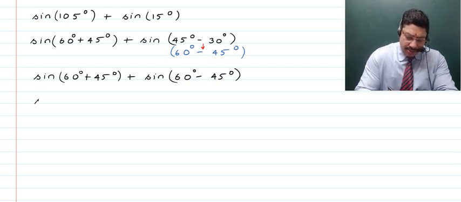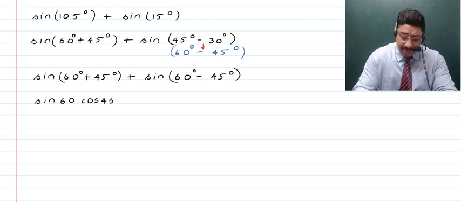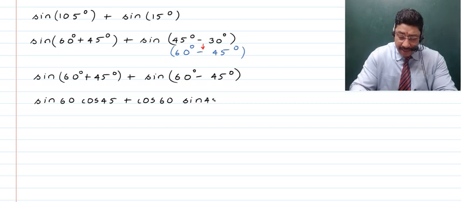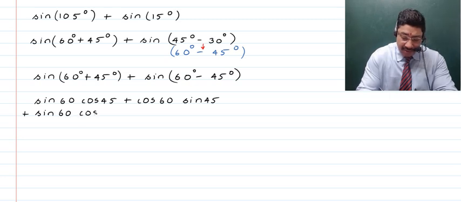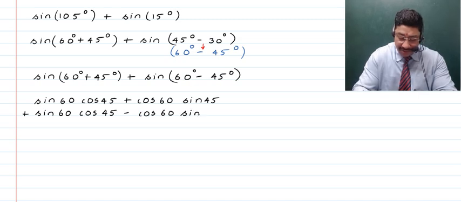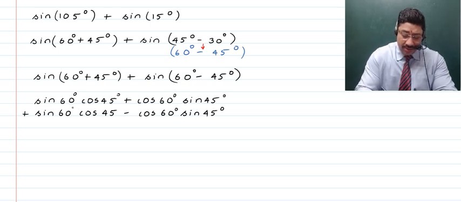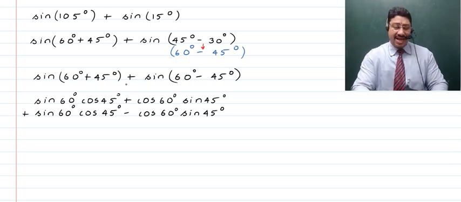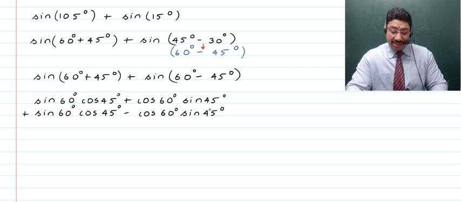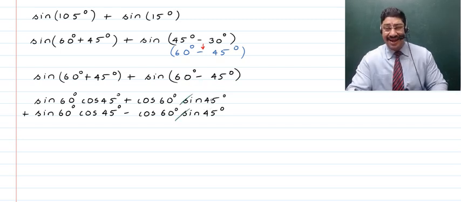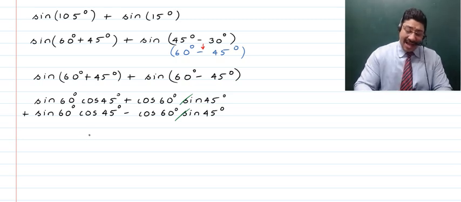Okay, so next, now as you have the formula, this is going to become equal to sine 60 cos 45 plus cos 60 sine 45, and to it you're going to add sine 60 cos 45 minus cos 60 sine 45. I'm sure you're able to see here that we've got certain common terms which are additive inverse of each other. As such, we can cancel them. That is, if you talk about cos 60 sine 45, one is positive and the other is negative, as such they will get cancelled and simplify your calculations.